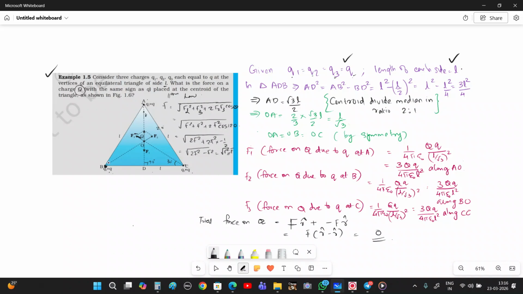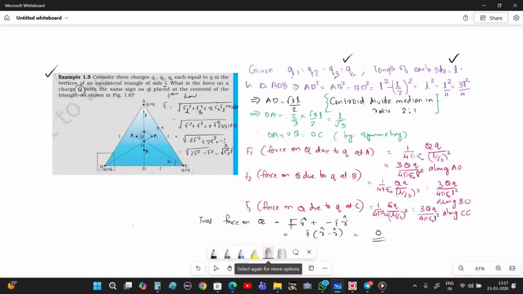We don't know the value of this distance, because for finding the force between two charges, we need 1 by 4 pi epsilon 0 q1 q2 by r square. Here r is the separation between those two charges, and we don't have that separation in hand. So our first step is to find the value of that distance. For this, first we take this right angled triangle ADB.